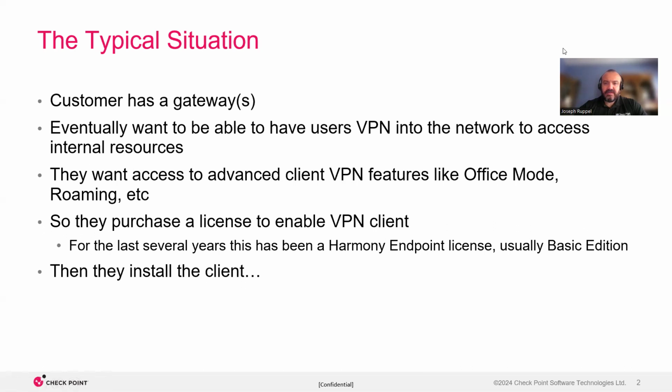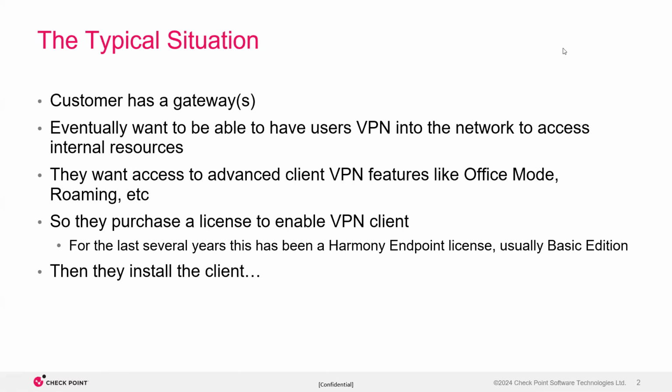So VPN. What's the typical situation? The typical situation is a customer has a gateway or gateways. Eventually, they want to be able to have users VPN into their network to access internal resources, right? It might be right off the bat, might be that you've had it for 25 years with us or with other vendors, or it might be that it's brand new, right?